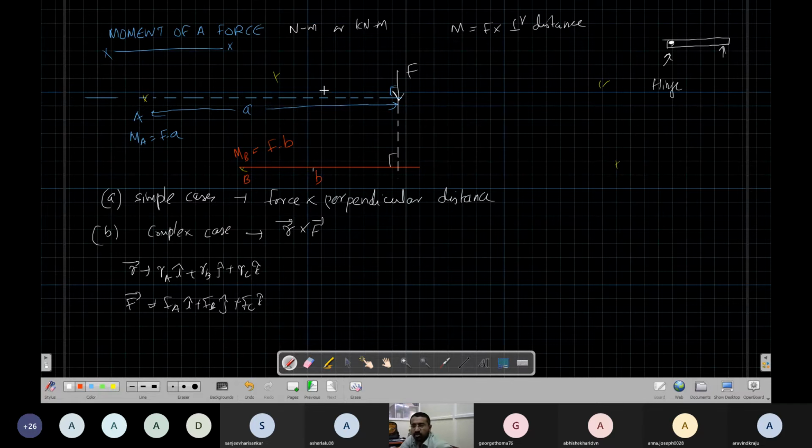This concept is more or less simple. Now, if you observe, we know that a is greater than b, and this distance, a and b, is sometimes known as the lever arm. It is also called the lever arm. So since a is greater than b, or b is less than a, the moment at B should be less than the moment at A.